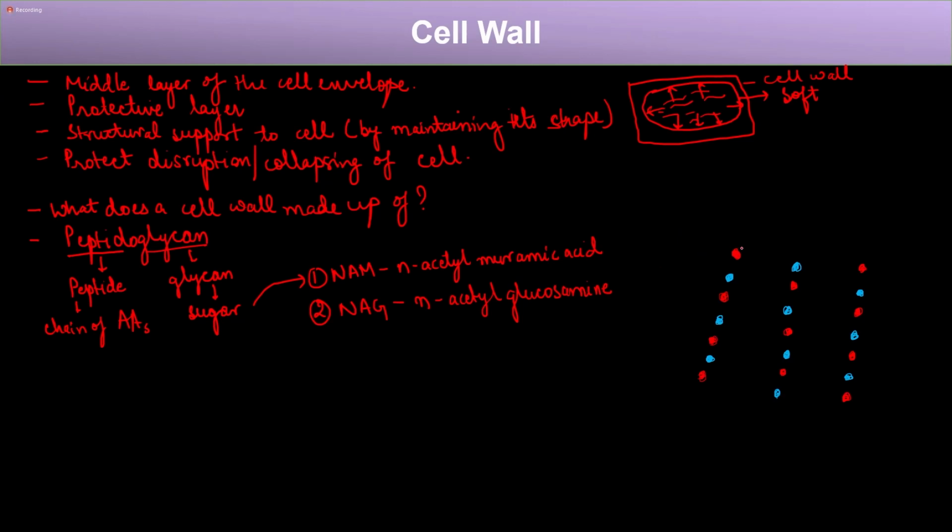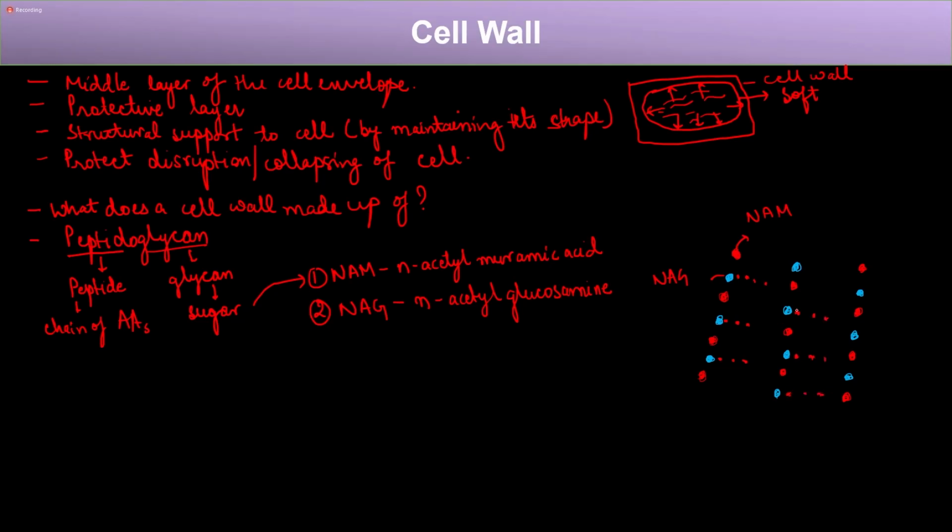So here I have drawn this. The red dot represents, say, NAM, and the blue dots represent NAG. These NAM and NAG, that is the sugar moieties, are arranged alternately. And the peptide chains are attached to the NAM, something like this.